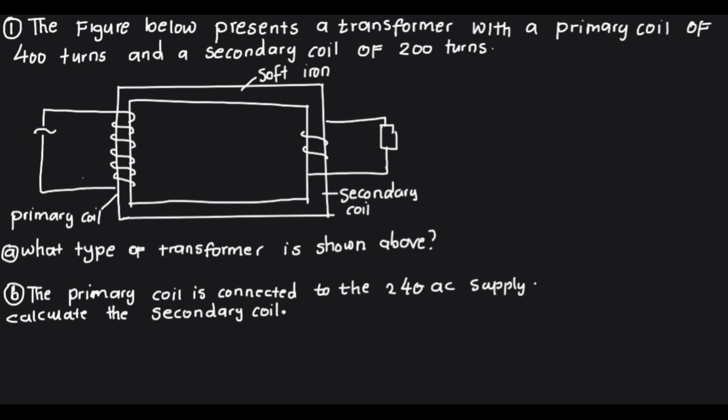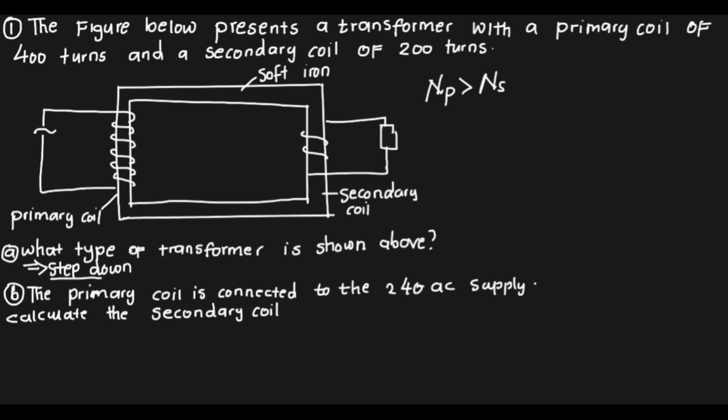So let's first analyze. We can see that the number of turns here is greater than the number of turns here. So under mathematics, we can say the number of turns on the primary coil is greater than the number of turns on the secondary coil. So with this information, we can identify the type of transformer. So we are dealing with a step-down transformer.